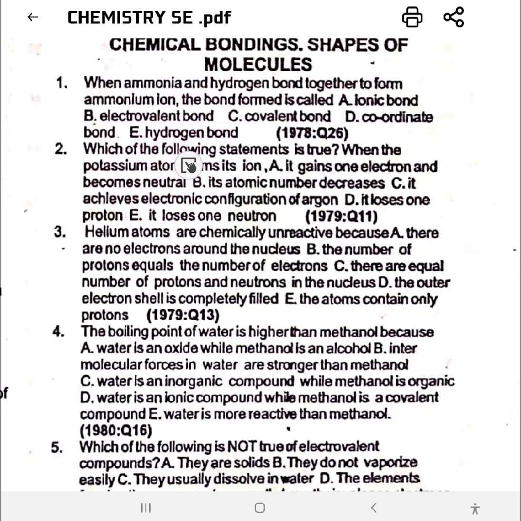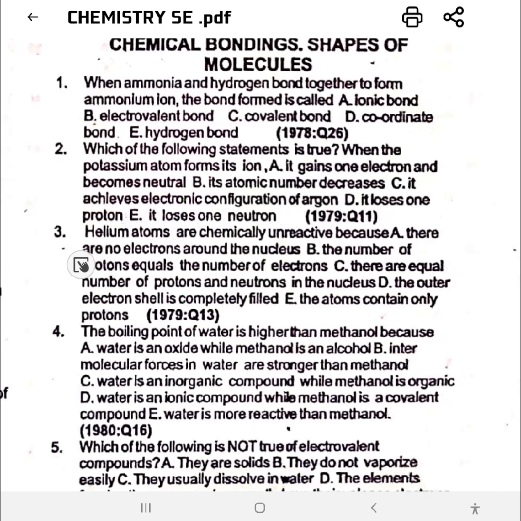Now jot down: coordinate or dative bond exists between ammonium ion and oxonium ion. At least those are the most common ones you see around. Number two, which of the following statements is true? When potassium atom forms its ion, it achieves the electronic configuration of argon.